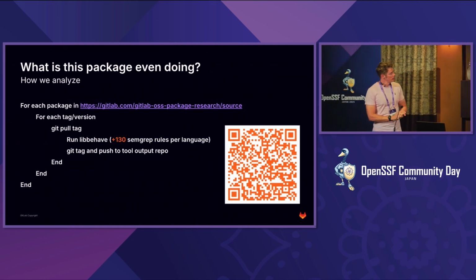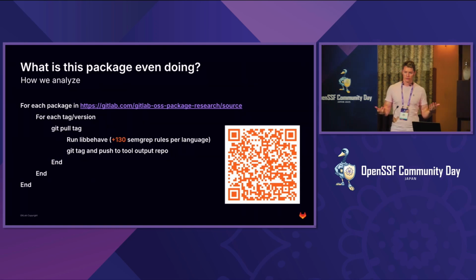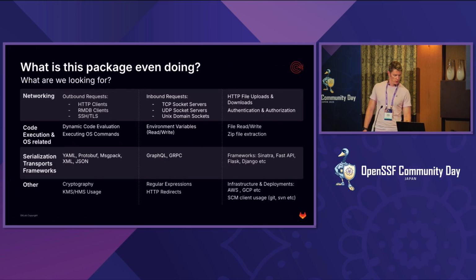And our analysis, in this case, is a tool that I wrote called libbehave. It's about 130 semgrep rules. Does anybody here know what semgrep is? Okay, a few. So it's a static analysis system that you can use to create very simple rules. I'll show one in a second here to basically extract metadata or information from source code.